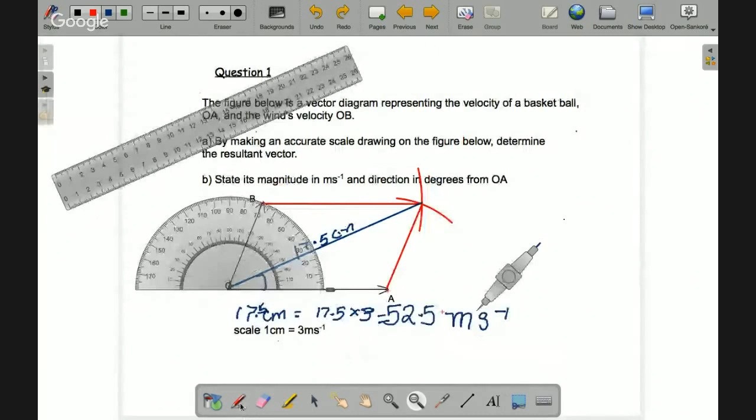So we can say that the resultant vector is 52.5 meters per second at, let's say, 25 degrees to the OA vector.